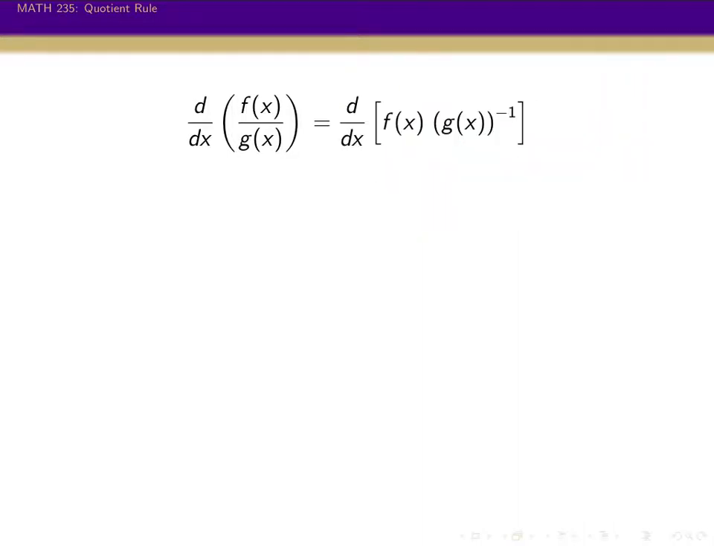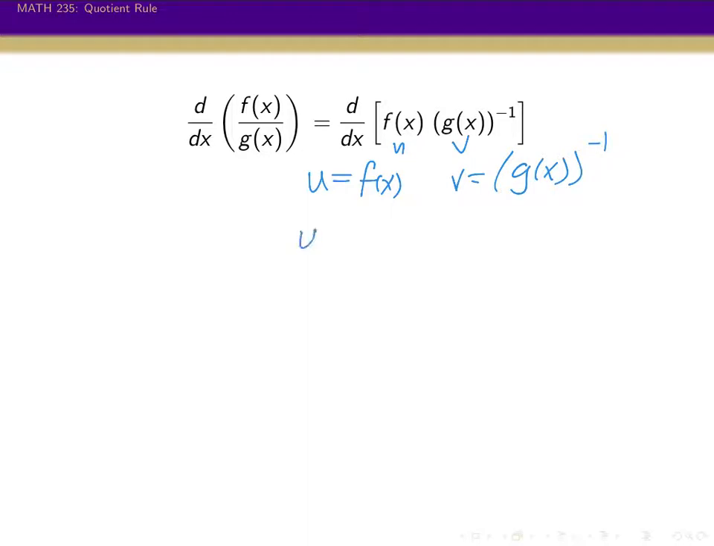So there it is, written nicely. We're going to apply the product rule here. So our first function is f of x. Let's call this u, let's call this v. So our first function u is f of x. Our second function v is g of x to the minus 1.